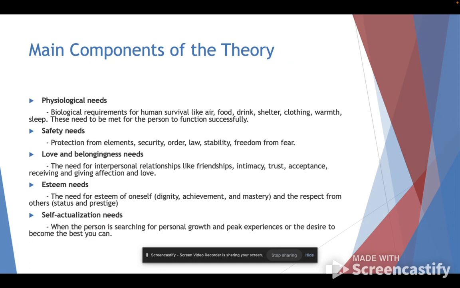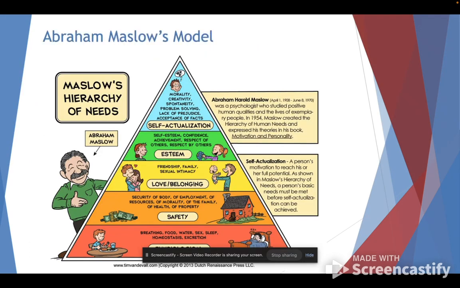And then the last one is self-actualization needs, when the person is searching for personal growth and peak experience or the desire to become the best you can. So this is the chart here. If you look at the chart, so down here is your basic needs, the being able to breathe, food, water, sleep. These are the needs that you need to be able to move up through the chart. So be able to move up through here.